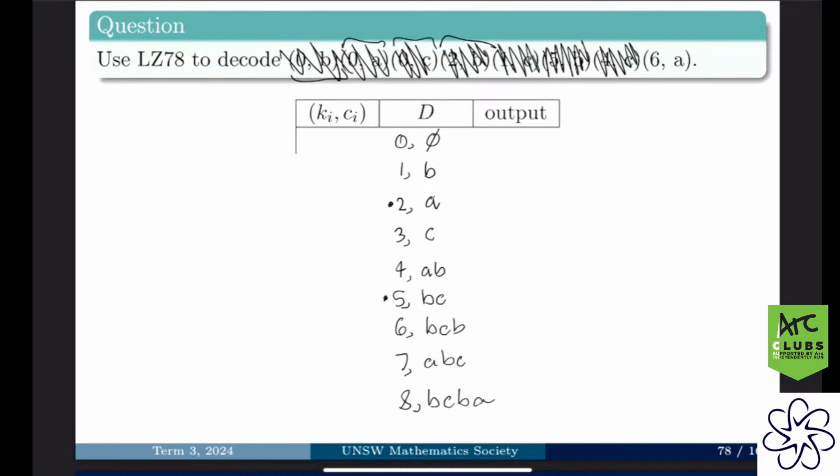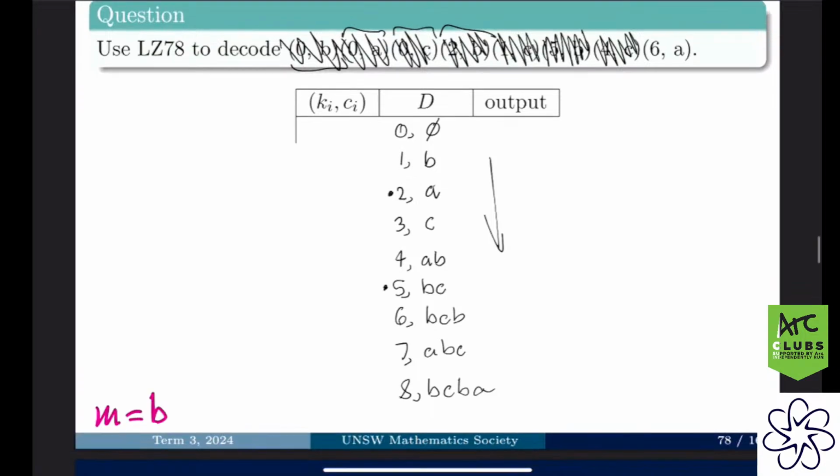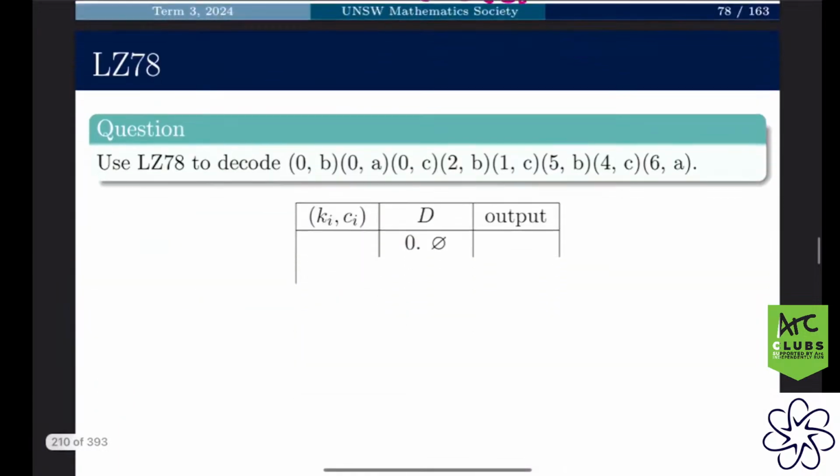And so the output is just going to be reading down this dictionary, right? So the output is going to be, what's my message? Let's find somewhere on the page to write this. Let's go back to this pen, just for nostalgia. M equals B, A, C, A, B, B, C, B, C, B, A, B, C, B, C, B, A. Oh, all right. So that's how you decode with LZ78.